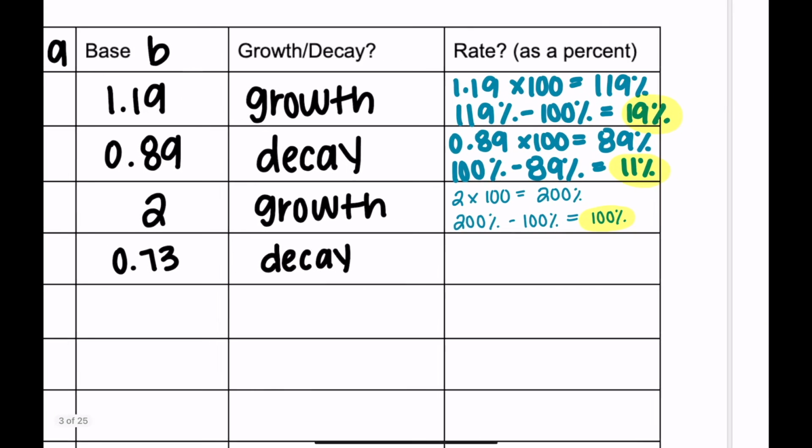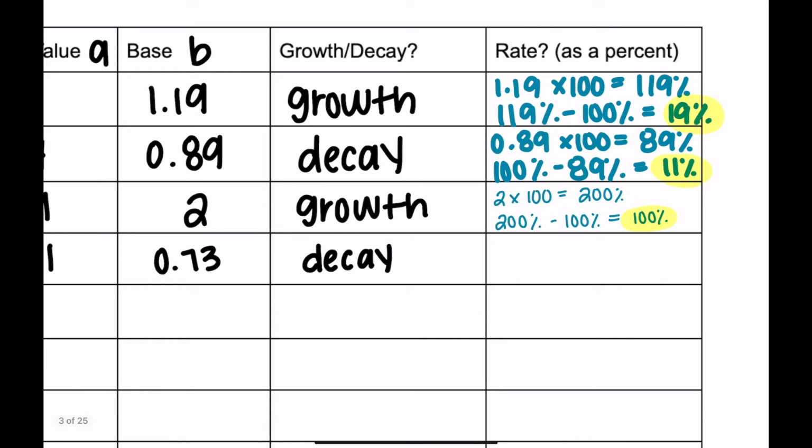Now we want to find what is the rate of decay. So we're going to take our base, 0.73, and turn that into a percentage. So we're doing times 100, and that gives us 73%. Now how much less than 100% is that? So we're going to do 100% minus 73% to find our decay rate. So that would leave us with 27% as our decay rate.